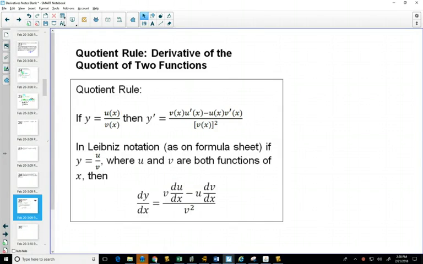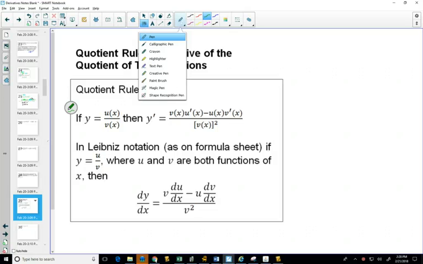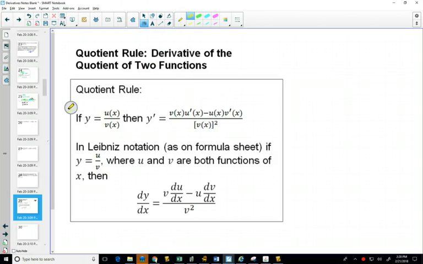Here is our quotient rule. We're going to color code things again. So in color coding things, when you have one function divided by another function, what happens? You keep your bottom function the same, then multiply by the derivative of your top function, subtract, then keep your top function the same, multiplied by the derivative of the bottom function.